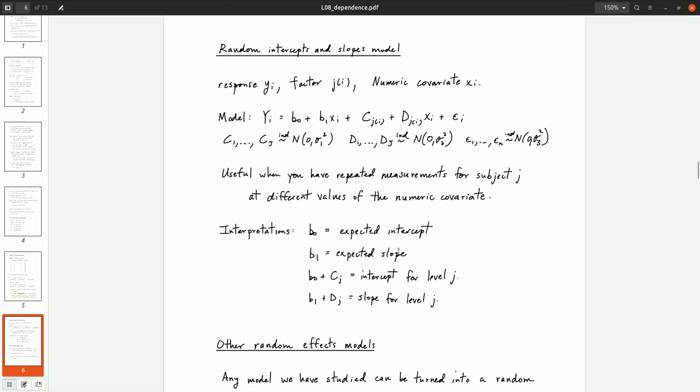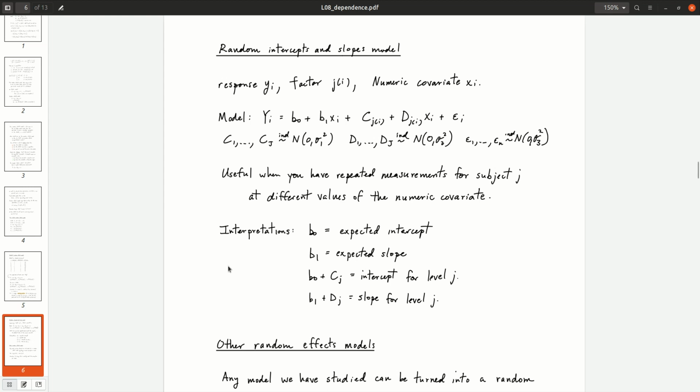This B1 is the expected slope. If you look at this here, the slope for each patient is going to be B1 plus D sub j of i, if you collect terms that multiply xi. So patient j's slope is B1 plus D sub j. And if you take the expected value of this, you get B sub 1 because this has mean 0. And then the intercept for subject j is going to be B0 plus C sub j.